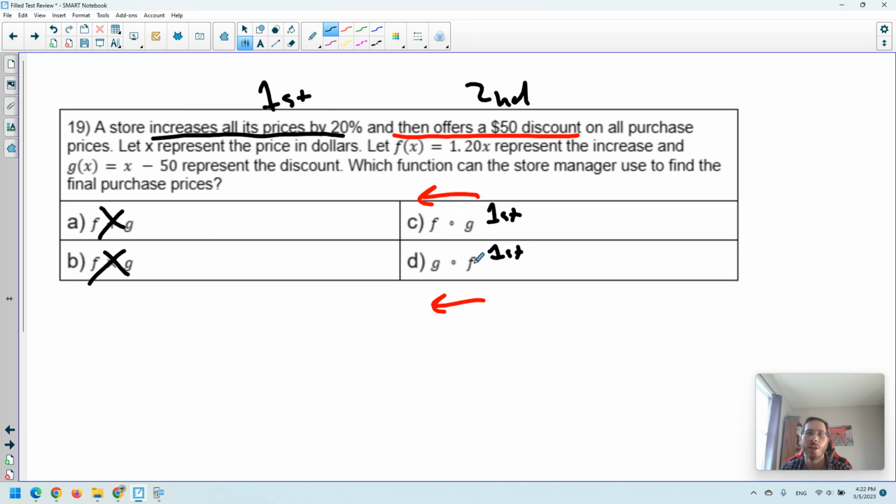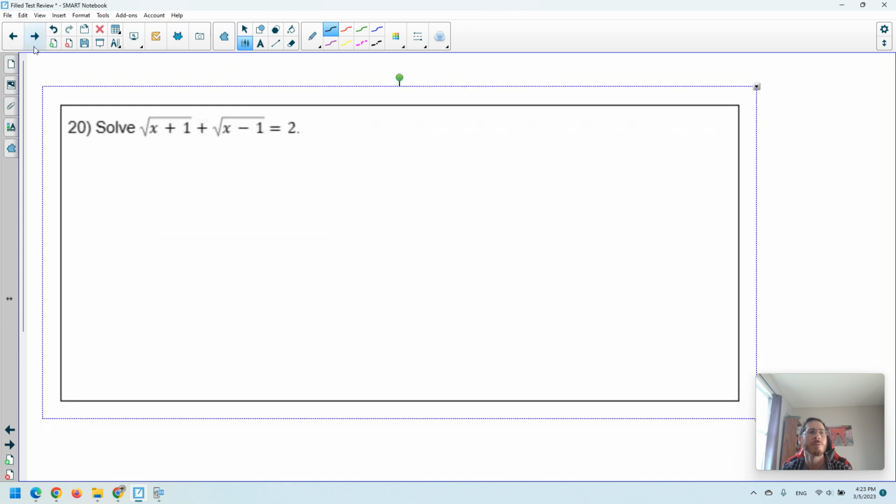In this case, we're doing increase by 20% first, which is f of x. So I have to pick D because D is happening first. G is not happening first. That's not true, so I don't pick C. So that's what we got for number 19.